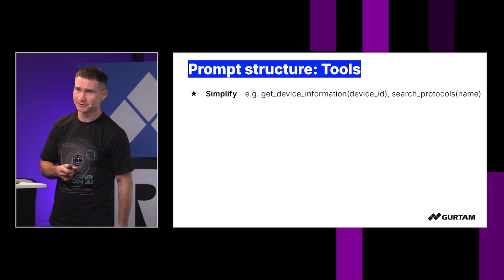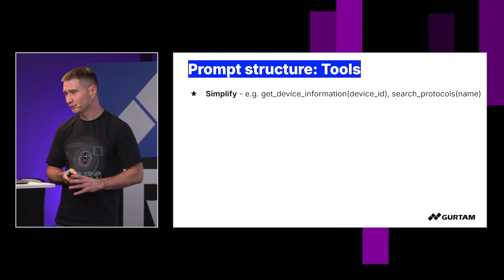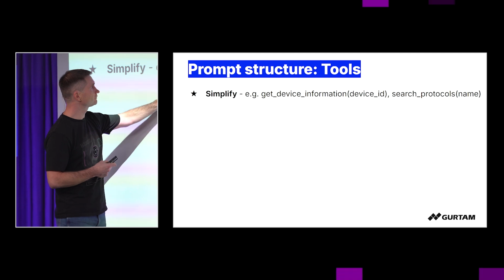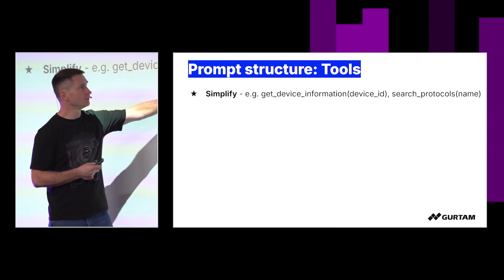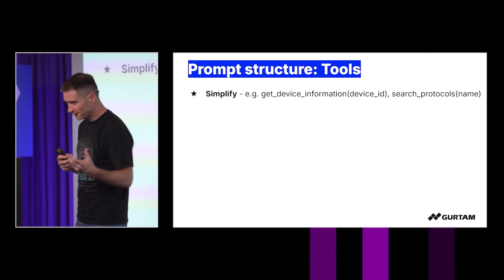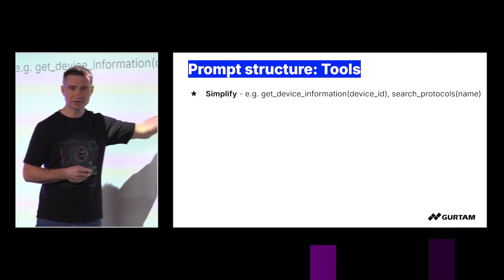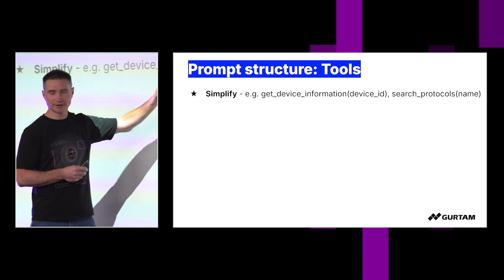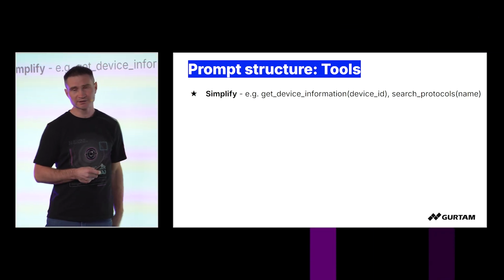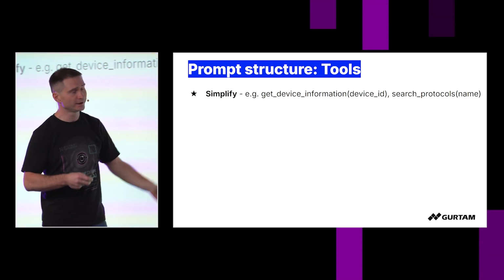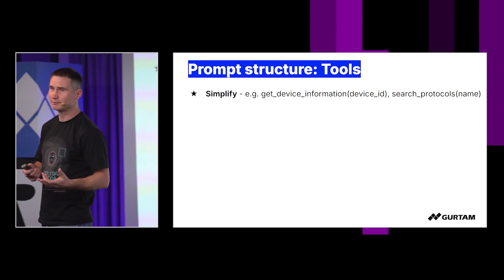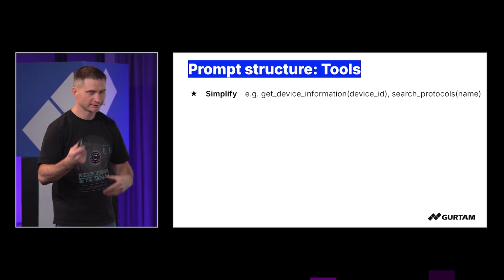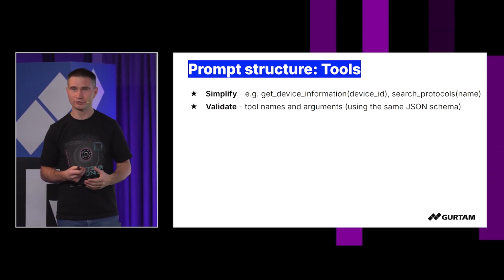From my experience, here is what I can suggest for applying tools efficiently. First of all, make it very simple. I'll give you a few examples from us: a get_device_information tool with a device_id argument. Do not name arguments like argument A, argument B, argument C. Everything matters, you know. Try to pay as much attention to the function name and the argument names as you can. Another sample is search_protocols with a name argument. It will be easier for the model to understand, because the model just reads these tokens, reads this text, and tries to imagine what function to call and when.